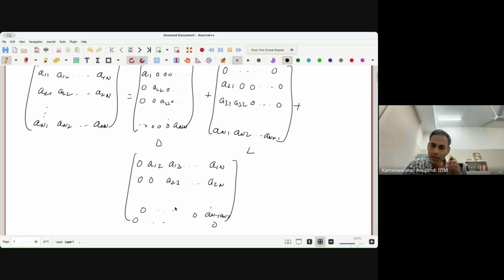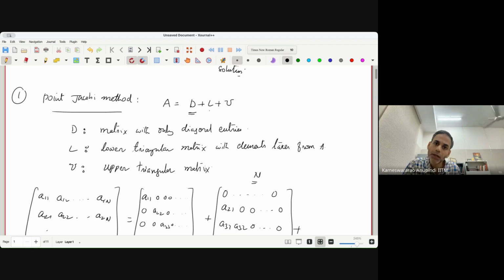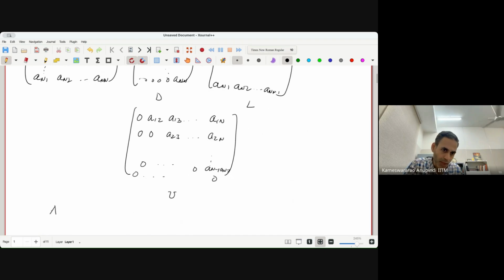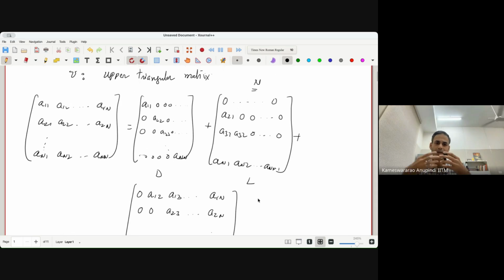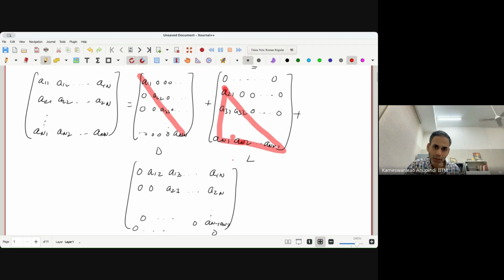Let us not confuse here that L and U are not the LU decomposition of A. Earlier we looked at how to decompose the matrix A into LU. We are not referring to that notation here. We are simply separating out the elements of A: whatever falls along the diagonal, whatever falls along the lower triangular part, and whatever falls into the upper triangular part.